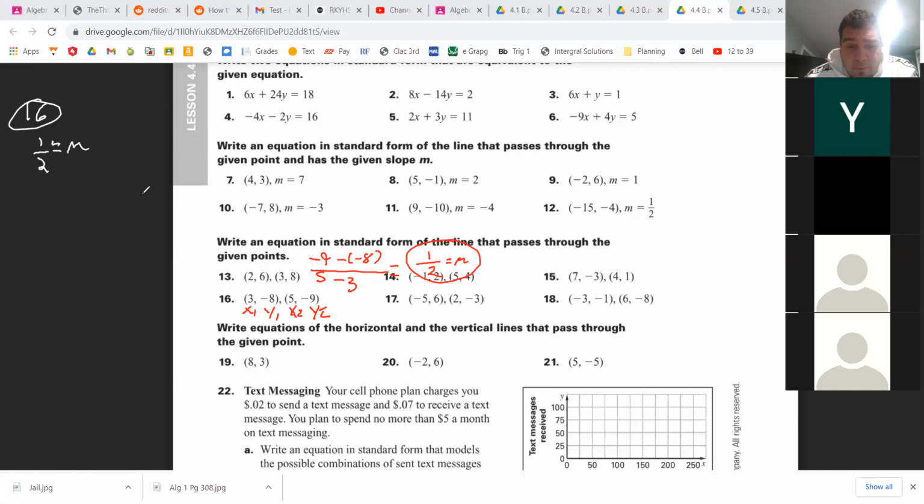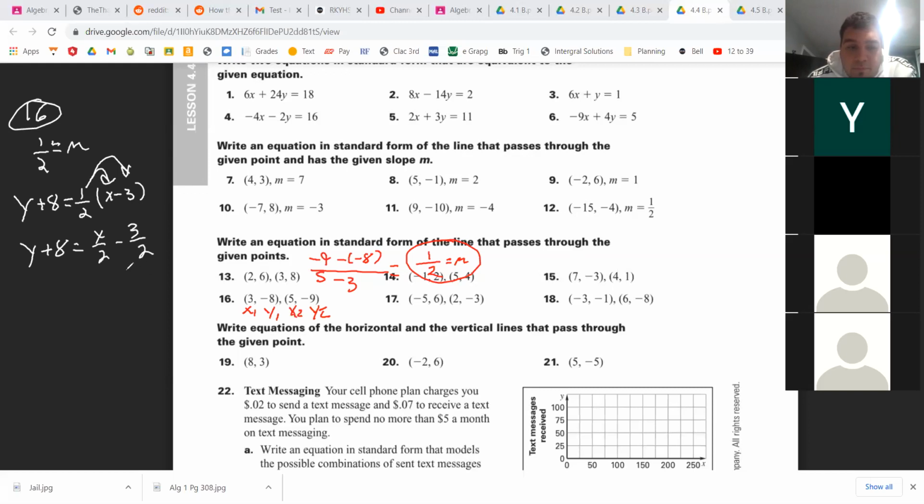So I need to change it to point slope form. I'm going to pick one of these. It doesn't matter which one I pick, so I'll pick the first one. I don't really need a parenthesis for that. So y minus negative 8, which is plus 8, equals 1/2 times x minus 3. Okay. Now we have to solve it for standard form. Distribute the half. y plus 8 equals x over 2 minus 3 over 2.